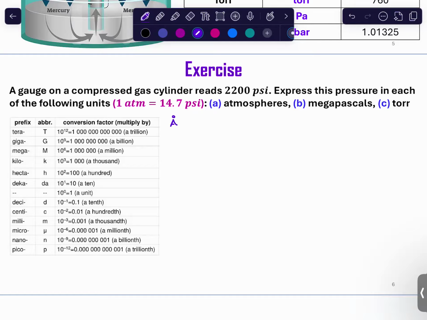Now, let's look at part A. These are going to be short, but this is an idea of how I like problems worked out. So I use the grid method. I don't care if you use a grid or if you multiply together fractions. The whole point is we want to set this up in a way we're canceling out units until we get to where we want. So I'm going to start at the 2200 PSI.